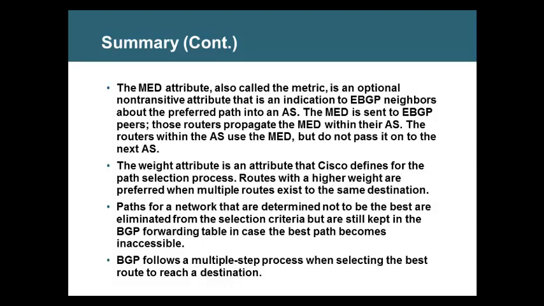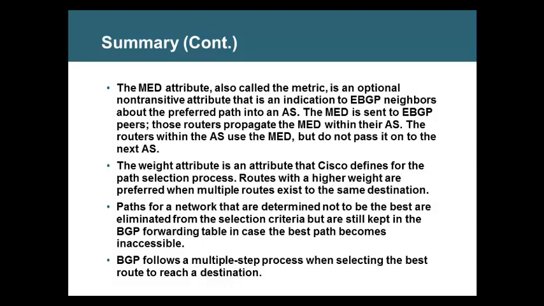What does that mean? If I am one autonomous system and Murli is another autonomous system, I set MED and send it to Murli, but Murli will not send it to Pradeep. Pradeep is the third autonomous system from me. So the MED that I set will go only to Murli and Murli's routers, all the routers in Murli's AS. So MED is sent to eBGP peers. Those routers propagate the MED within their AS. The routers within the AS use the MED but do not pass it to the next AS.